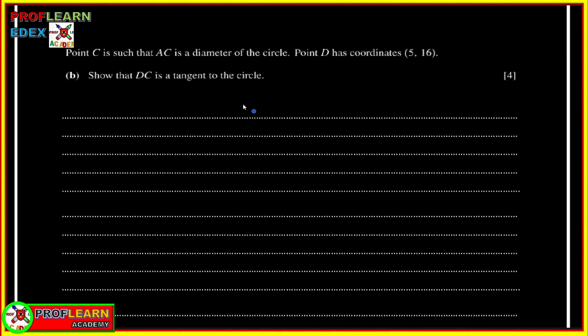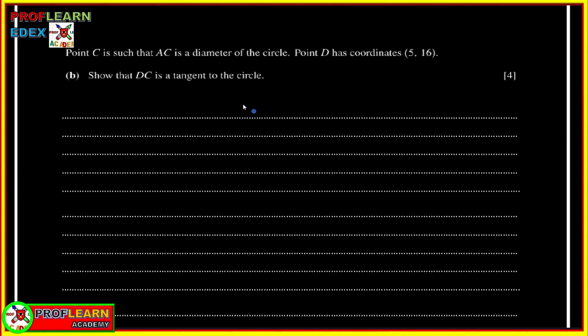All right, the next part here, we are told that point C is such that AC is the diameter of the circle. Point D has coordinates (5, 16), and we need to show that DC is a tangent to the circle. Something that we need to remember for a tangent of a circle is that a diameter or the radius meets the tangent at 90 degrees.